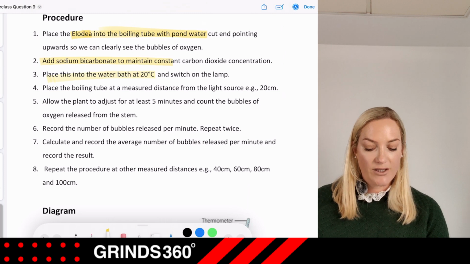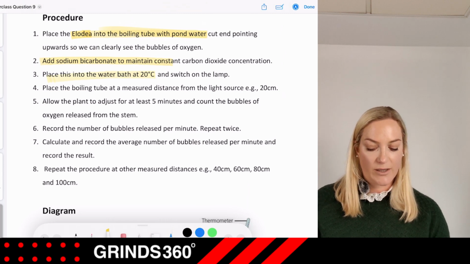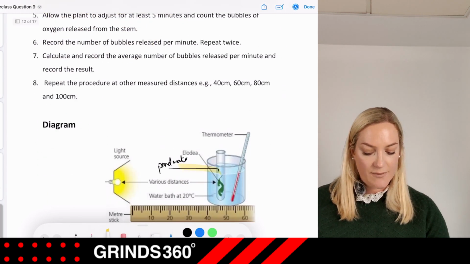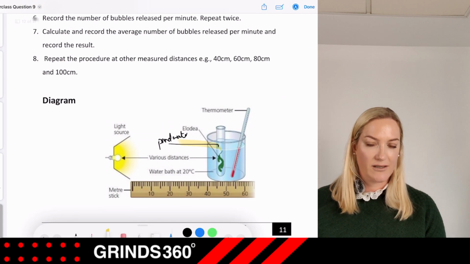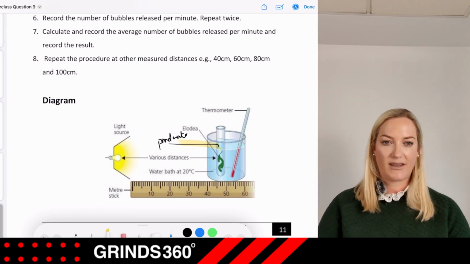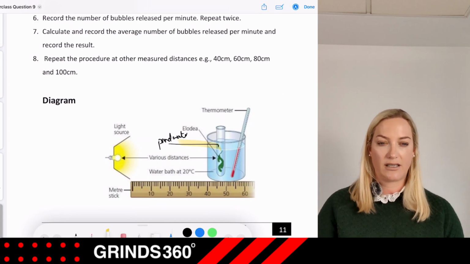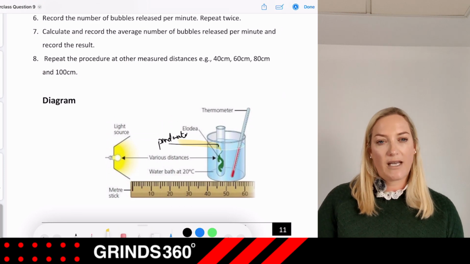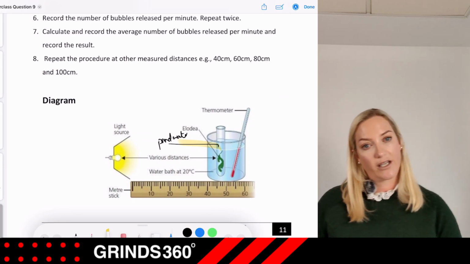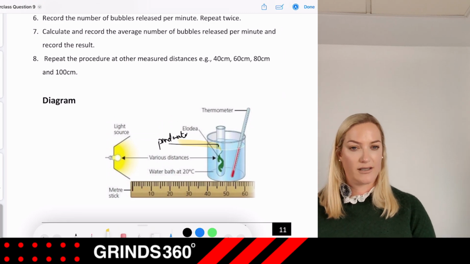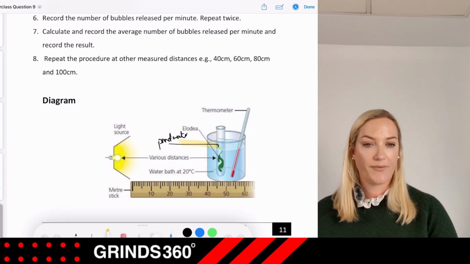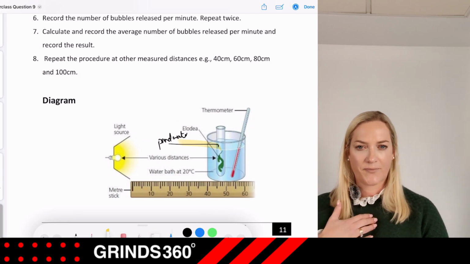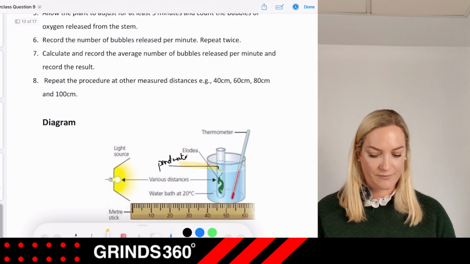So you're going to place the boiling tube at different distances, measured at 20 centimeters. So here's my ruler. I put it at 20 centimeters with the light source here, and leave it there for 5 minutes. After 5 minutes, I'm going to start counting the number of bubbles being released. Some of you may have started at 100 centimeters and worked your way towards the light source, or, excuse me, may have started at 20.